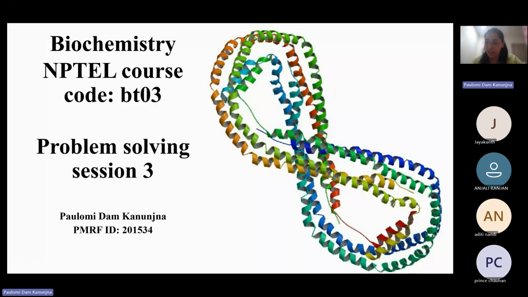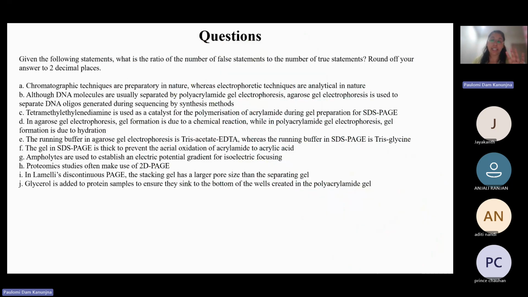Okay, so if you remember, last time we had finished at SDS page, we looked at what is SDS page, and if you have an SDS page profile, how do you come to the size of the fragment or protein that you are looking at. The other technique is chromatography.